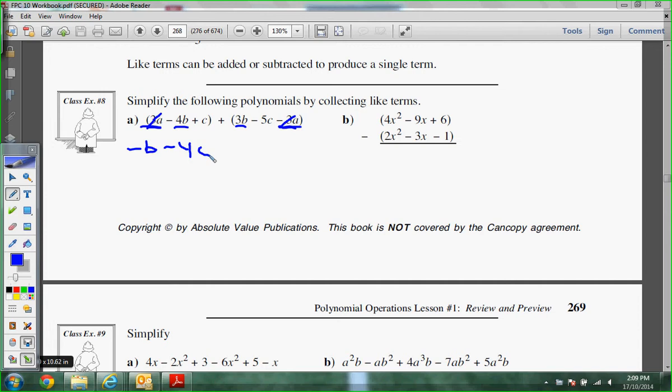Part B, if you like writing things vertically, that's a good organizational tool. You can simply go 4 minus 2, which is 2x squared. Negative 9 minus a negative 3 makes it a plus 3, negative 6x. 6 minus a negative 1 makes it a plus 1, so you get a plus 7. Just combining your like terms. Sorry if I'm going too fast. Let me know if you have any questions. Just doing vertical addition and subtraction of like terms.